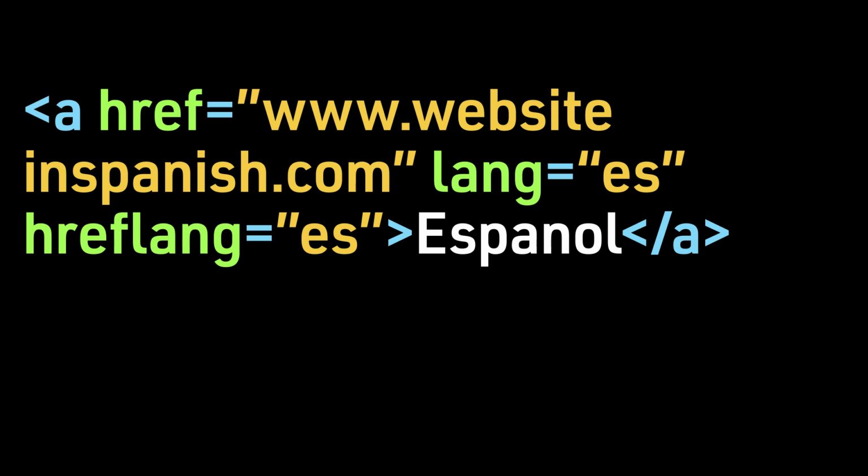So in this case, since the link itself is in Spanish, we added the attribute of lang equals es. But we're also taking the viewer to another website where the language of that website is in Español or Spanish. So that's why we also need the hreflang attribute.